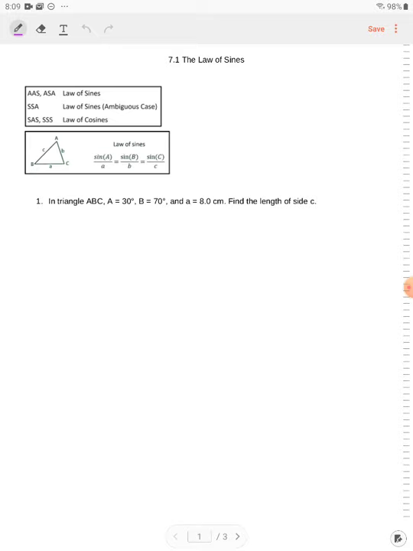The law of sines is used when we have a triangle where we are given angle, angle, side, or angle, side, angle. In triangle ABC, A is 30 degrees, B is 70 degrees, and side a is 8 centimeters. Find the length of c. First of all, we need to draw a picture. This is not a right triangle because we're not given a right angle. Angle A is 30, B is 70, and we want to find the length of side c.